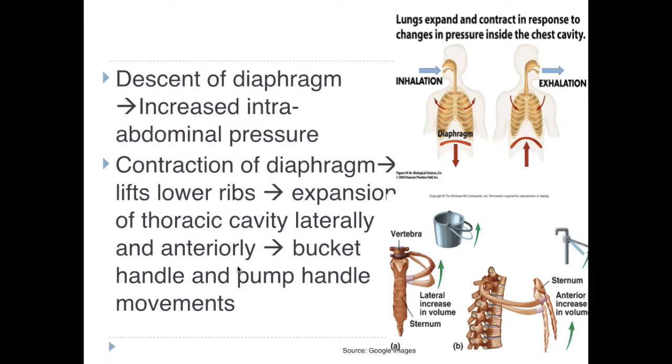Second, descent of the diaphragm causes a rise in the intra-abdominal pressure, which is accommodated by reciprocal relaxation of the abdominal musculature. Then the third effect: because of contraction of the diaphragm, the lower ribs are lifted, and because of that there is expansion of the thoracic cage. This expansion takes place in the lateral or transverse dimensions as well as the anteroposterior dimensions, which are known as pump handle and bucket handle movements. We will discuss in detail.